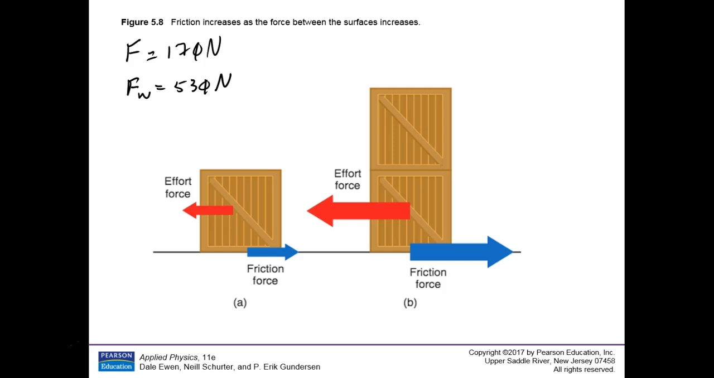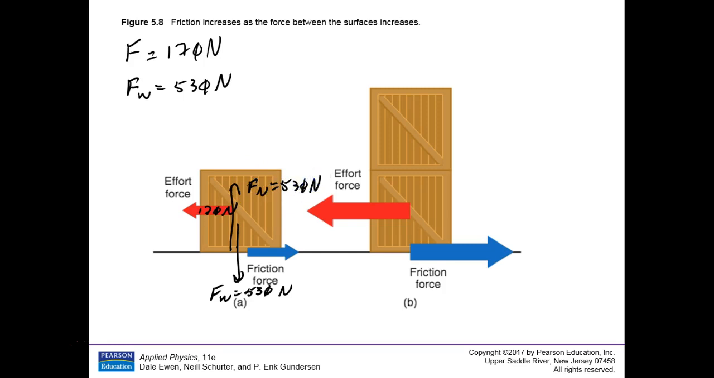Okay, so let's just use this picture here. This is your 170 newton push on the block, okay? This has a weight, F sub W, of 530 newtons, right? Now, if the gravity is pulling down with that, what must the floor be pushing up with? Since it's not sinking into the floor or flying off the floor, it must be equal and opposite. So the normal force is 530 newtons.